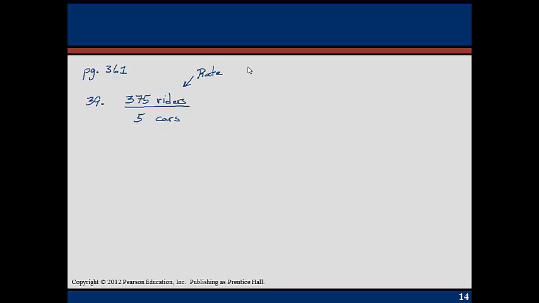Now, in order to write it as a unit rate, we're going to take our numerator and divide it by our denominator. So 375 divided by 5. So now our numerator is going to become 75 riders per 1 subway car. So you can write it as 75 riders per subway car.